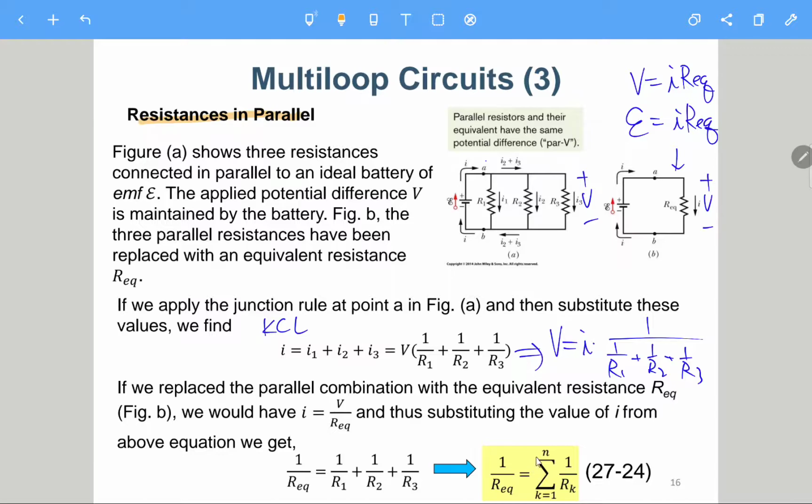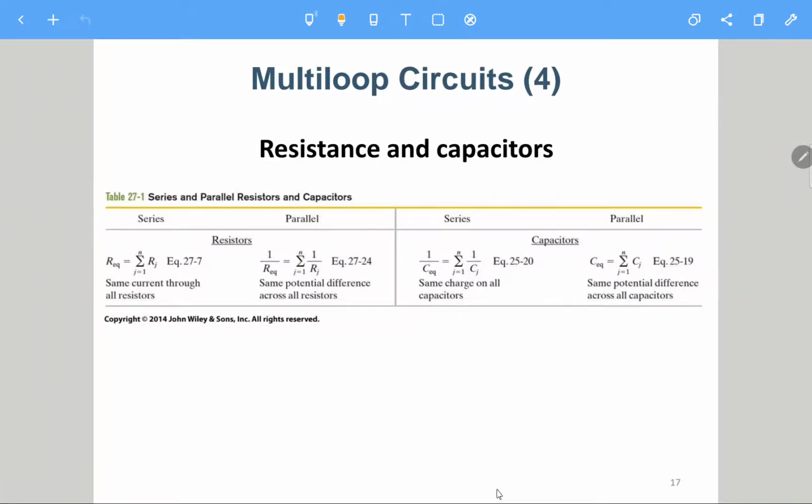So resistance in parallel, or parallel resistance. If we have n resistors in parallel, we just take the reciprocal of all the resistances, add them together, and then take the reciprocal again. So it will be the parallel resistance. It is easy. And up till now, you have learned resistance and capacitance, in series and parallel.